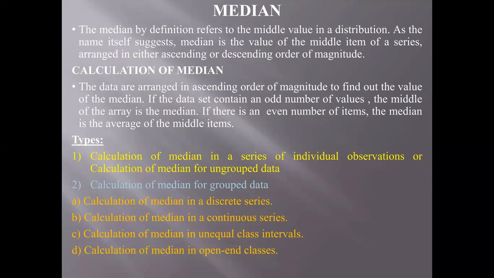In case of discrete series, you'll be having the x column as well as the frequency. In case of continuous series, you'll be having the class interval and the frequency. In case of unequal class intervals, the class intervals will not be in a particular series, so you may have to add and subtract 0.5 to the upper and lower limits in order to make it a continuous series. Let us see some of the problems and you will understand how to find the median in the different varieties of problems.